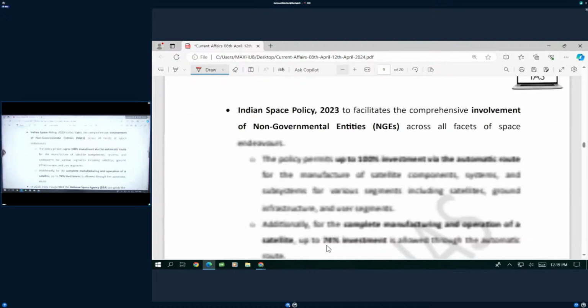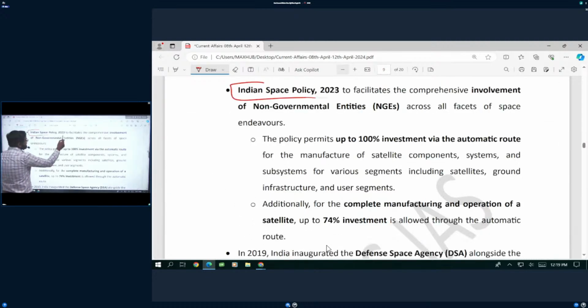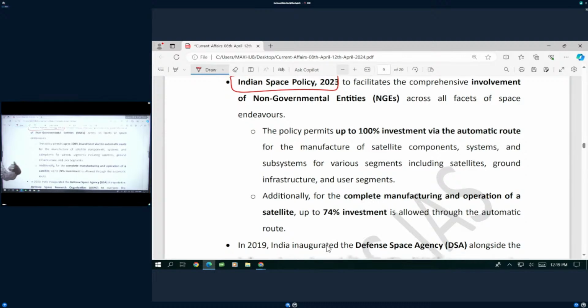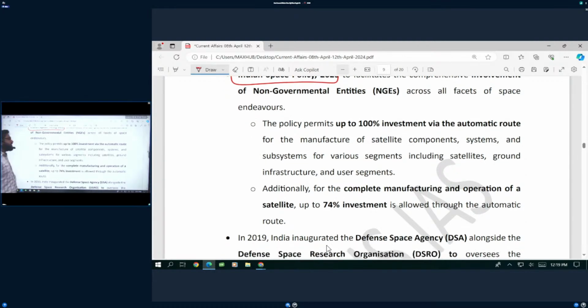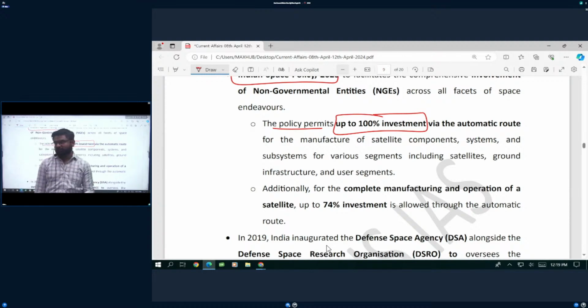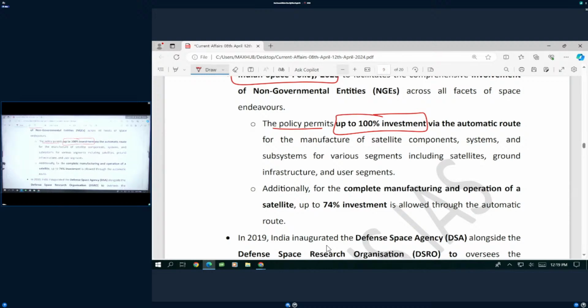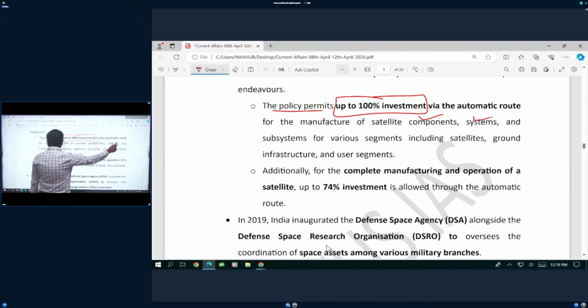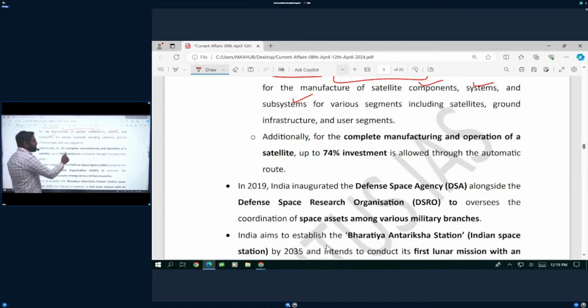Okay fine, this is what we have. Let's look at the last one. Recently the Government of India has launched the Indian Space Policy 2023. Basically, it will help non-government entities to have launch vehicles, and under this policy you can have investment up to 100% on automatic route in India's space sector, involving manufacturing of satellite component systems and subsystems. For complete manufacturing and operation, that means you manufacture and the company is also yours.